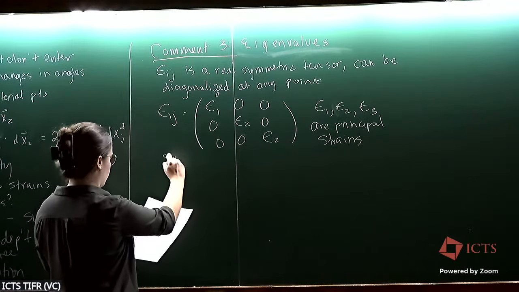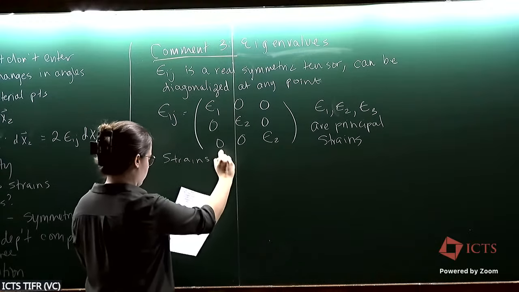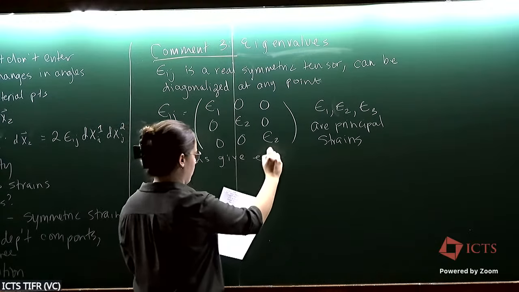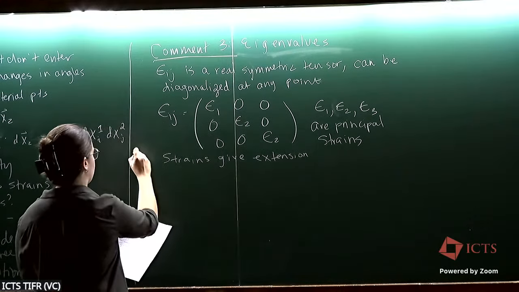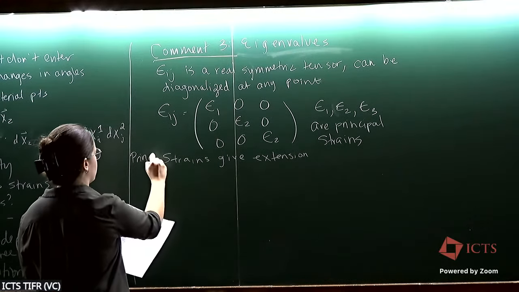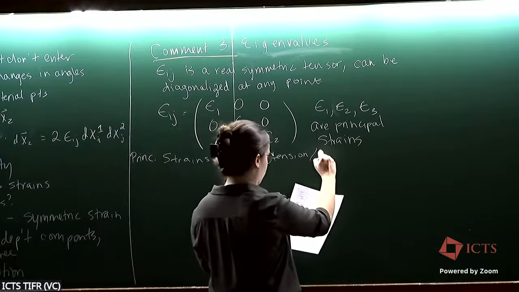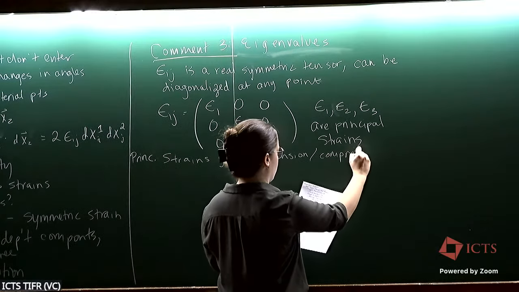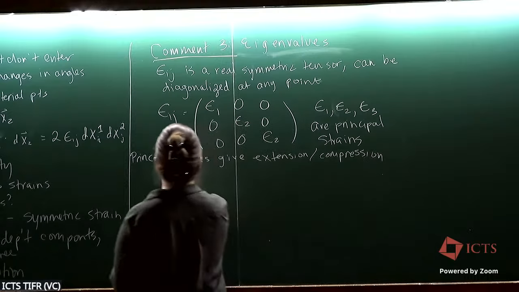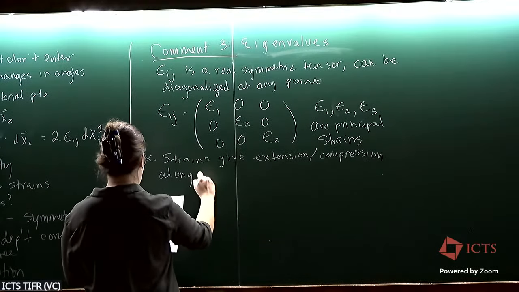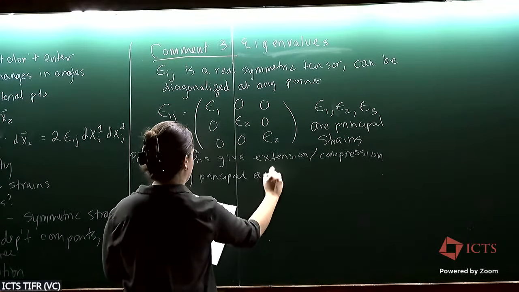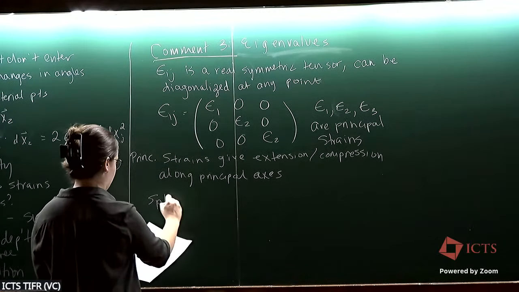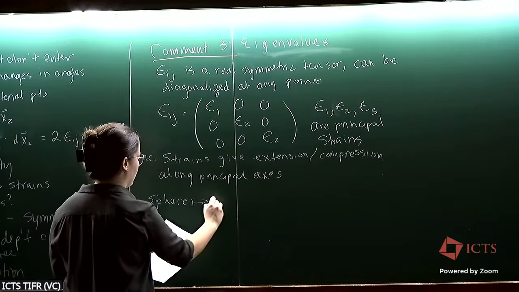So in some words: principal strains, not all strains, give extension or compression along principal axes. So that takes a sphere to an ellipsoid.